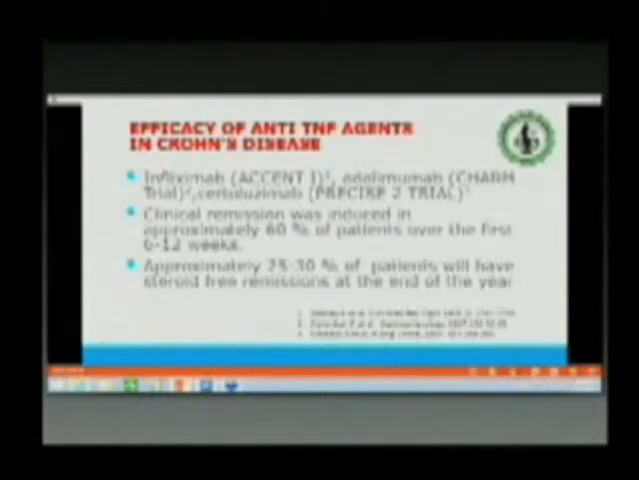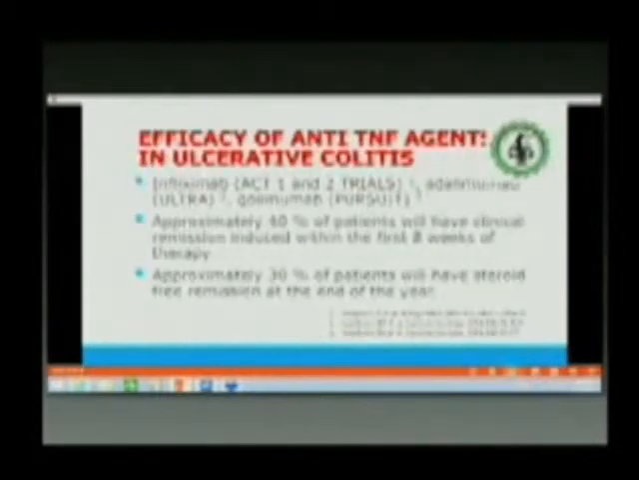Okay. Now, when we look at the efficacy of anti-TNF agents in ulcerative colitis, again, in your ACT 1 and 2 trials using infliximab, ULTRA studies using adalimumab, and PURSUIT studies using golimumab, approximately 40% of the patients will have clinical remission induced within the first 8 weeks, but only 30% of these patients will have steroid-free remissions at the end of the year.